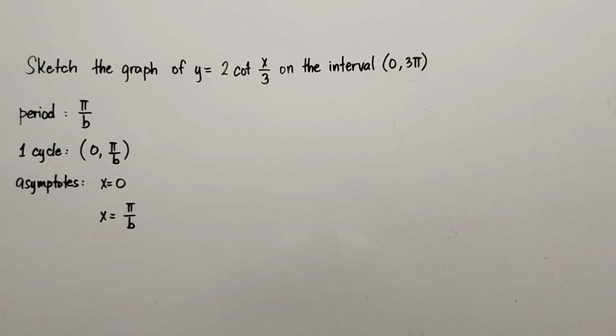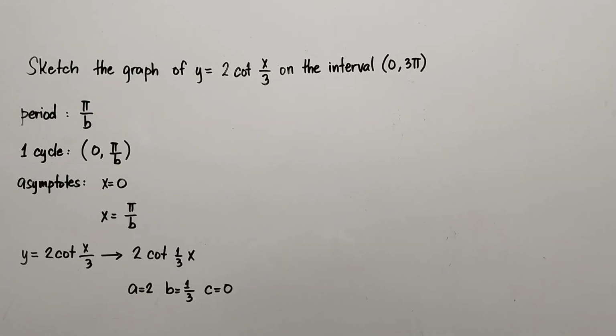This time, we are going to identify the values of the a, b, and c of our equation. The given equation y equals 2 cotangent x over 3 is the same as writing 2 cotangent 1/3 x. So from that, we can identify that a is positive 2, the value of our b is 1/3, and c is 0.